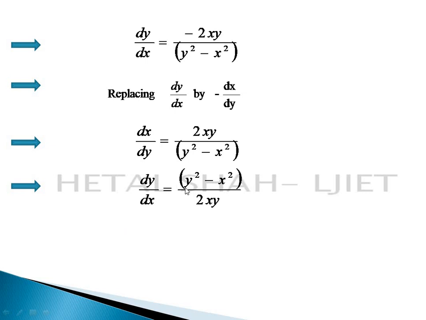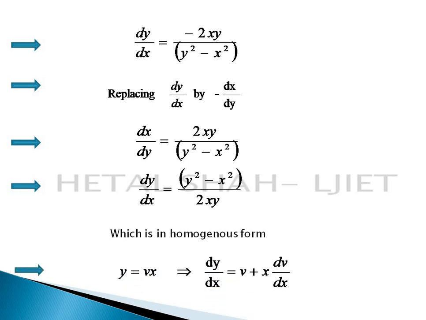See, this is the homogeneous form of the differential equation, and in our previous lecture we already learned how to solve the homogeneous form of a differential equation. We apply the same method here: let's assume y equal to vx, and the derivative of y equal to vx with respect to x is dy by dx equal to v plus x dv by dx. Substitute the value of dy by dx, that is v plus x dv by dx, in this equation.